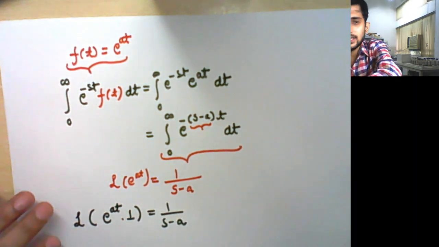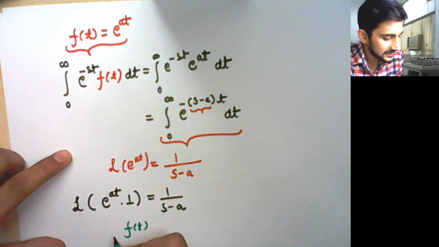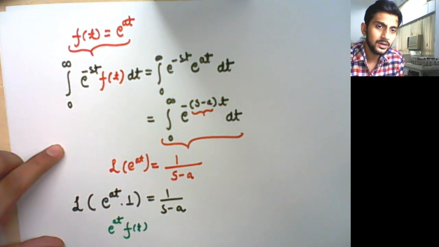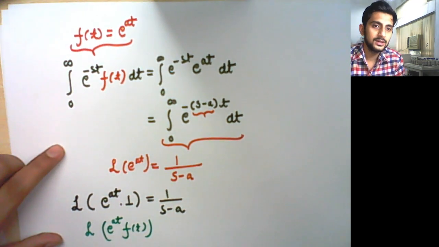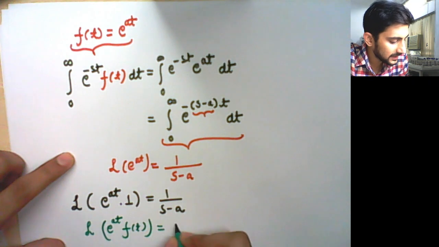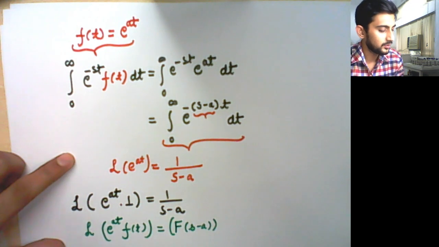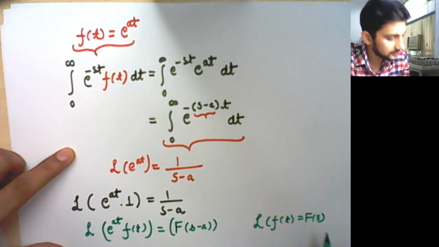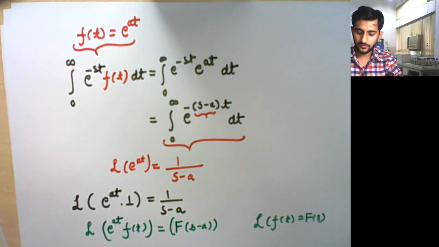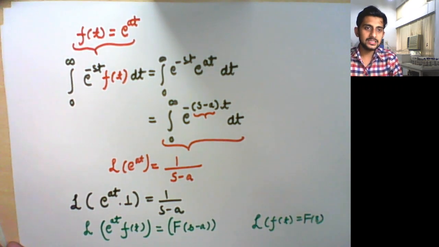In fact, this is true in general: if you have any function f(t), you multiply it with e to the power at, and then take the Laplace transform of it, then what you will get is, instead of F(s), you will get F(s minus a), provided that the Laplace transform of f(t) was equal to F(s). Fine. So this is called the shifting on s-axis theorem.